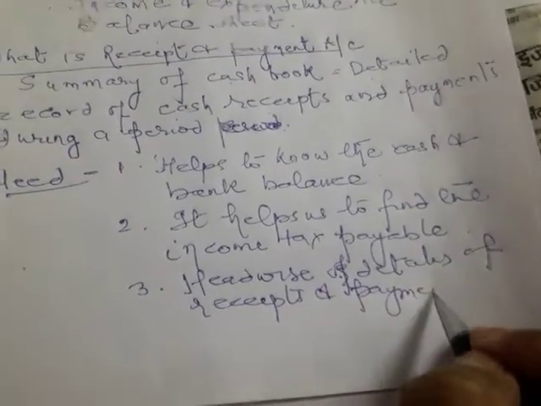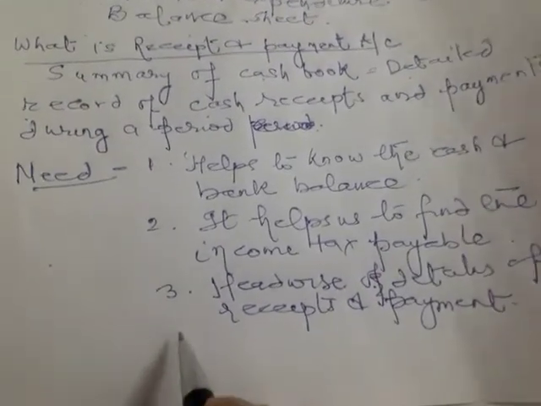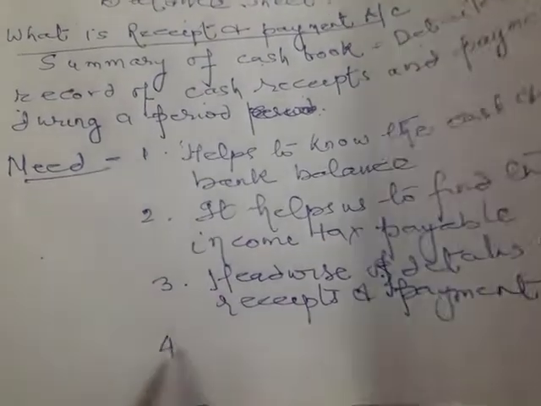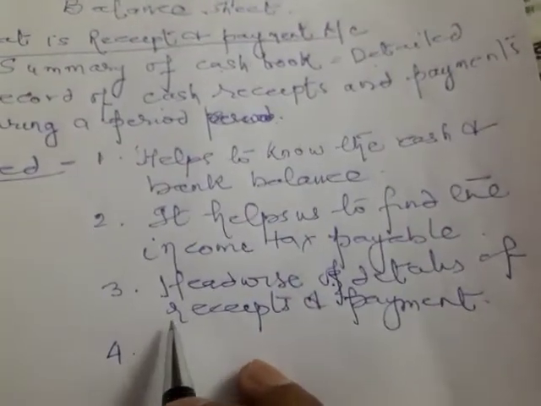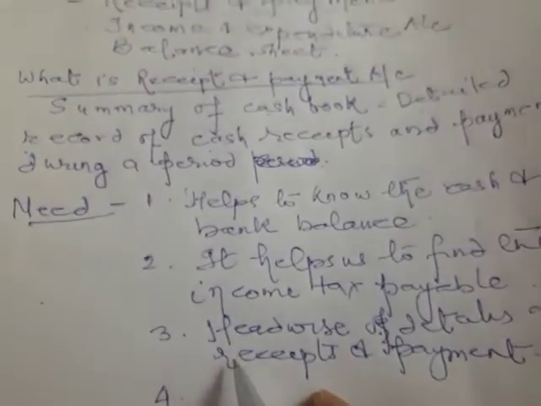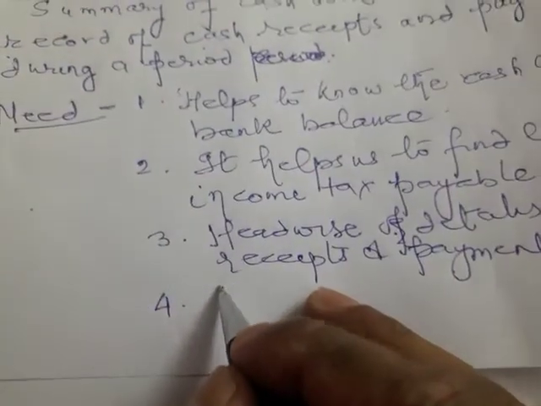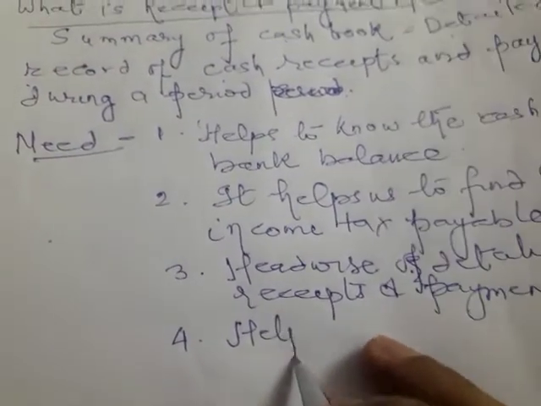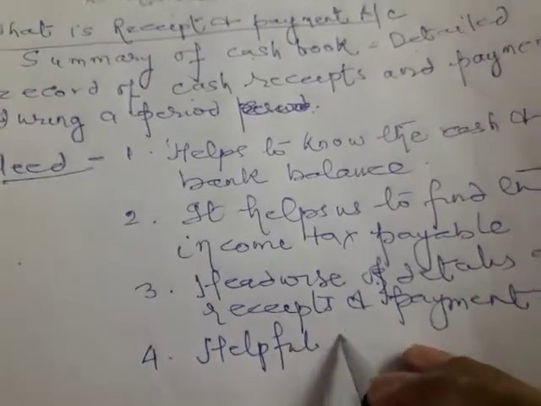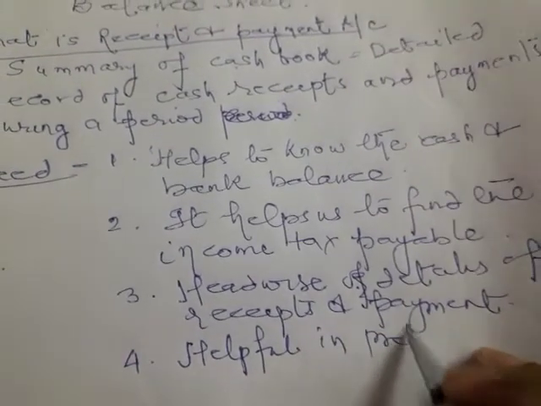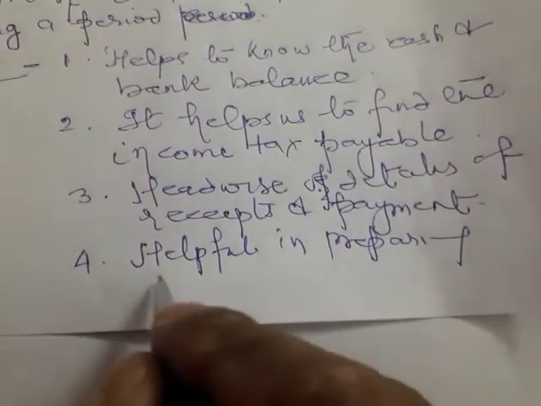Cash book is a detailed version, but receipt and payment account give us a summary, headwise summary of all the receipts and payment, and most importantly, it is helpful in preparing income and expenditure account.